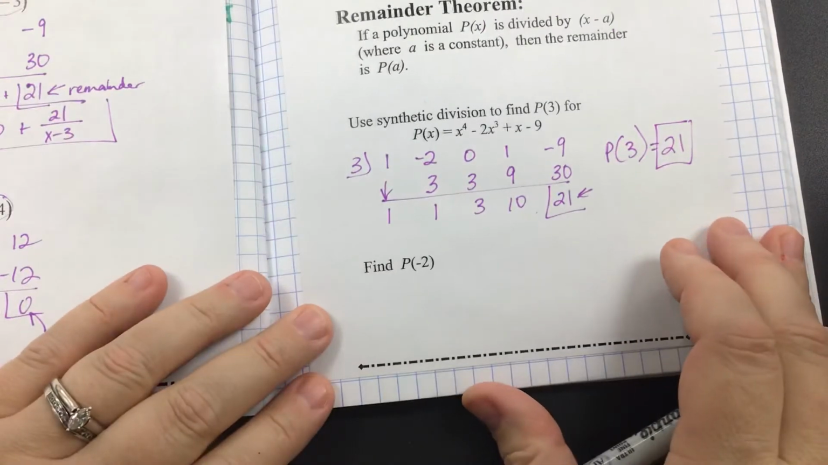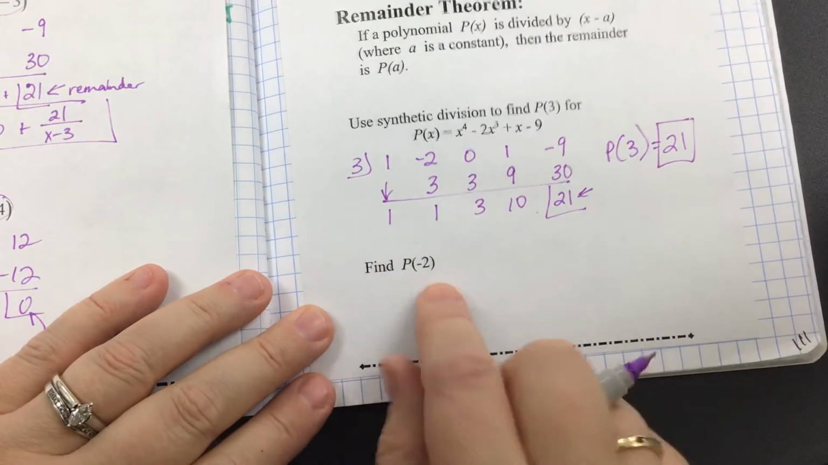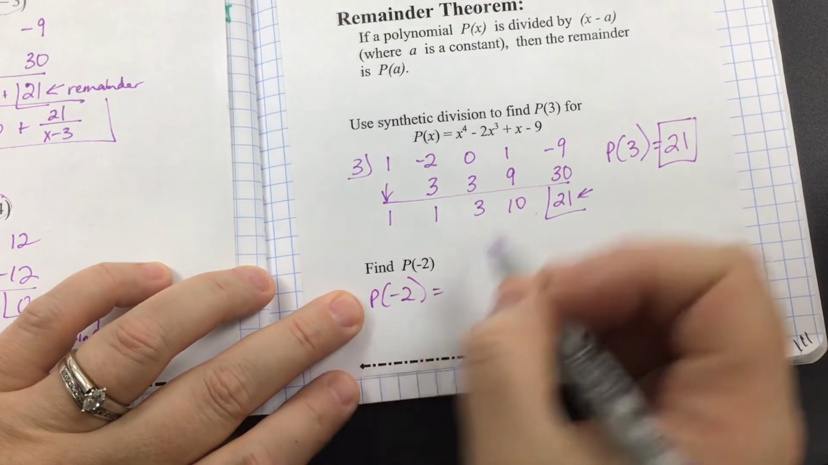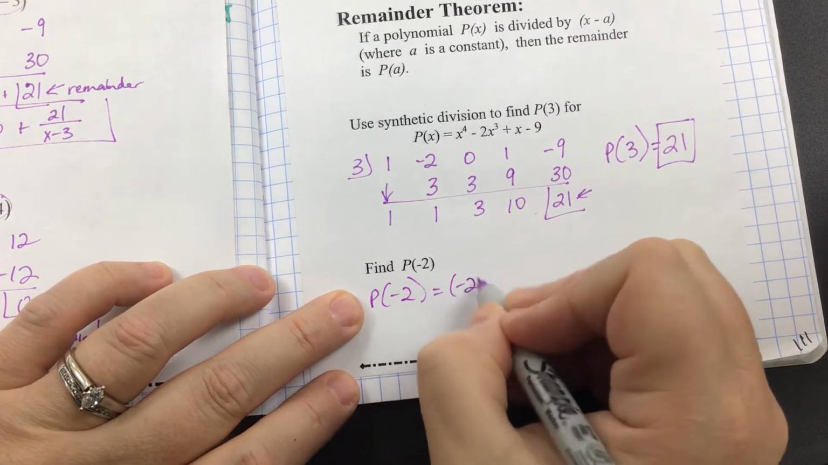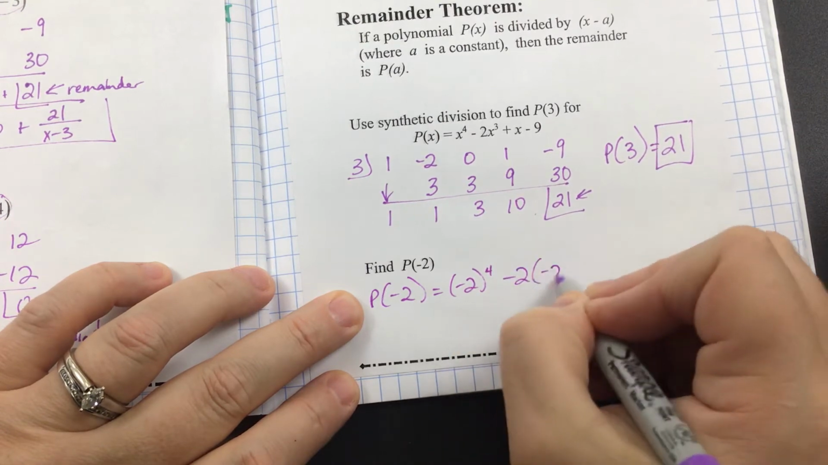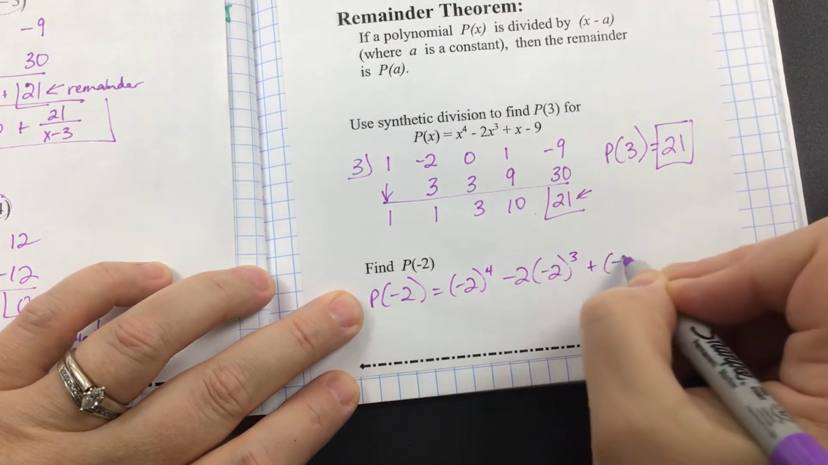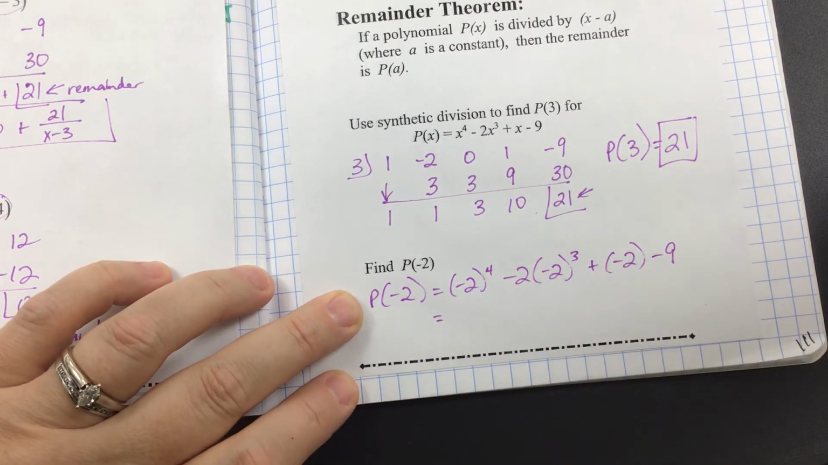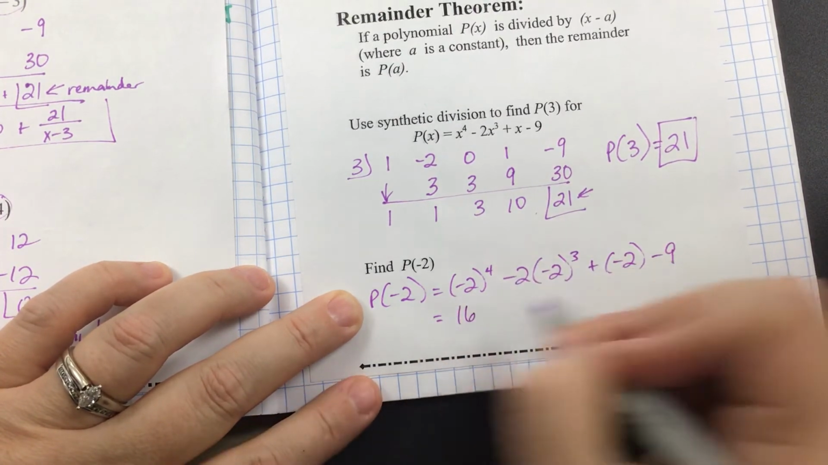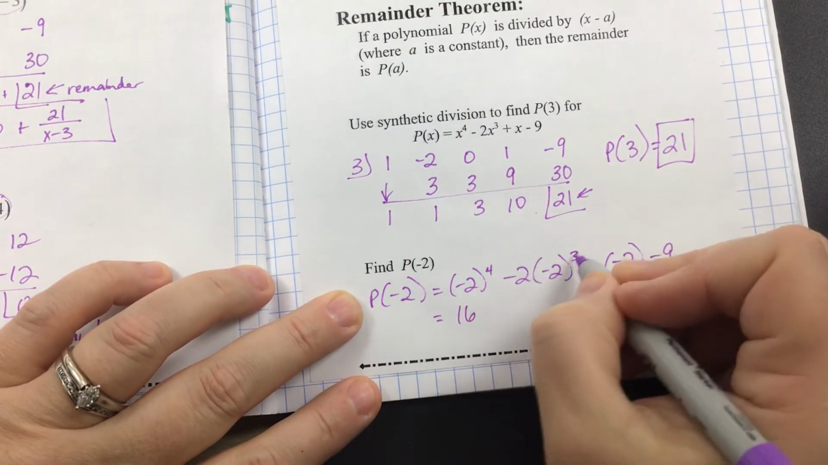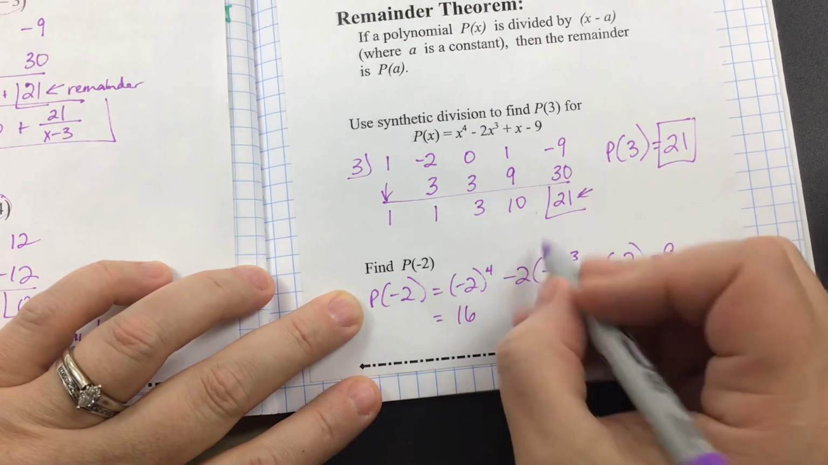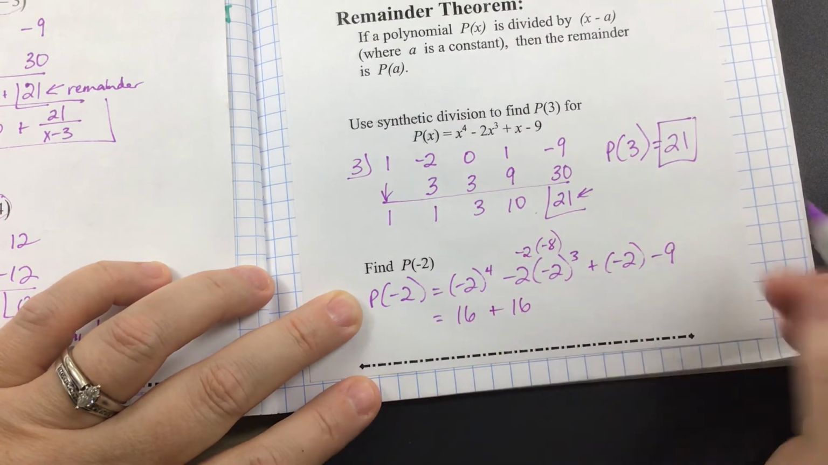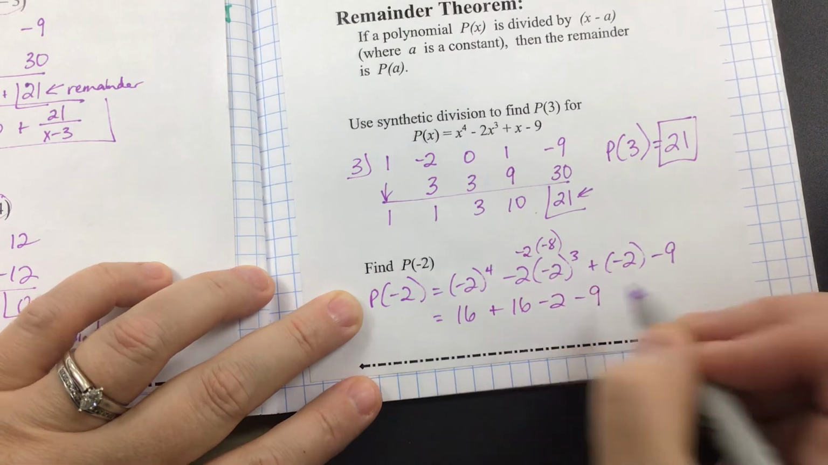Okay, so for the last one, if I want to just find p of negative 2, I'm going to plug in negative 2 for x. So p of negative 2 is negative 2 to the 4th, minus 2 times negative 2 cubed, plus negative 2, minus 9. So negative 2 to the 4th is going to be a positive 16. Negative 2 cubed is negative 8. So negative 2 times negative 8 is a positive 16 again. And then we have minus 2 minus 9.